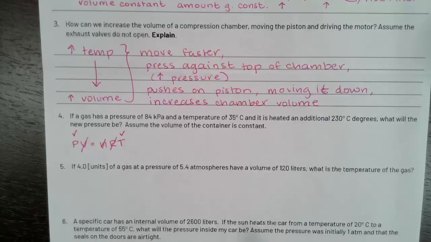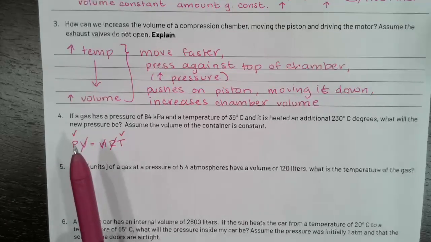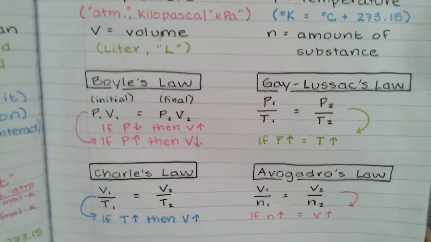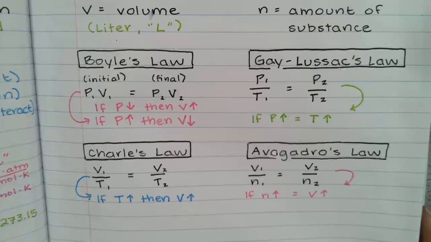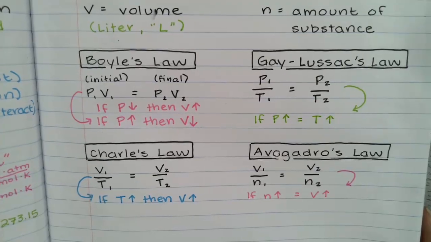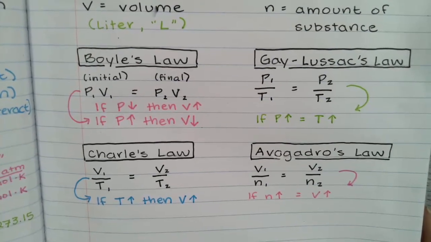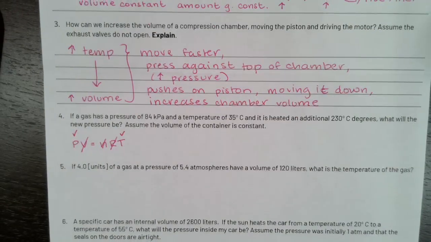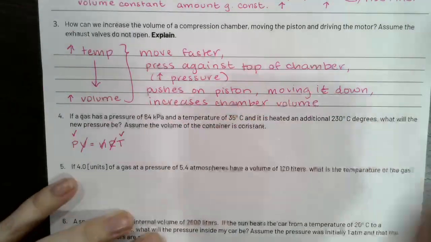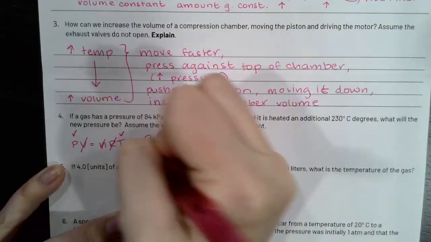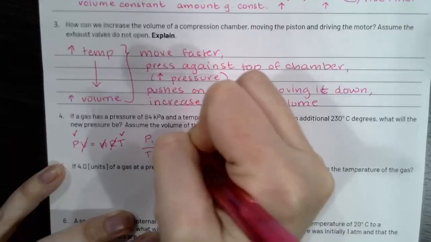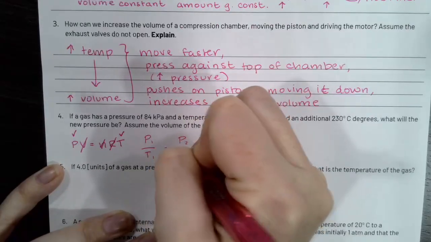All right. If all you have is pressure and temperature, which gas law are you going to work with? Well, let's take a look at page 67. Which one of these laws helps us with pressure and temperature? Gay-Lussac's law, that's right. Pressure over temperature equals pressure over temperature. So here we go. Let's set this up. The initial pressure over the initial temperature is going to be equal to the later pressure over the later temperature.